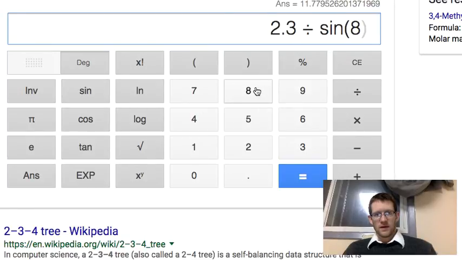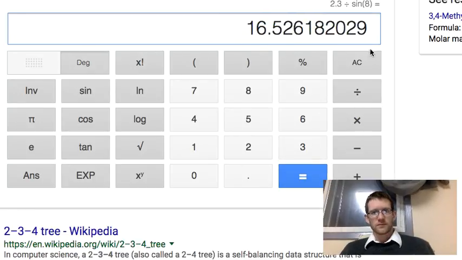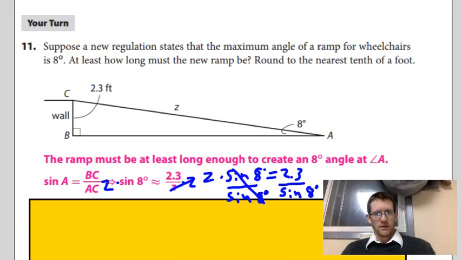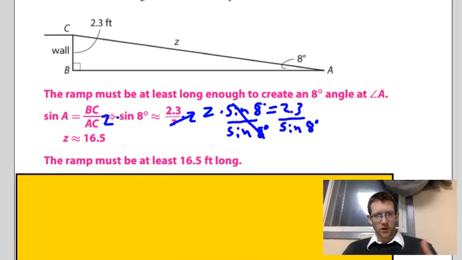If you have a scientific calculator, you can set it up this way. If you have an iPhone calculator, you'll have to type in 8 first and then hit sine, and it'll spit out what the sine of 8 is. And then you'll have to do 2.3 divided by equals, and it'll remember that value and give you a good value for it. If not, you can always break it down and write down what sine of 8 is, and then divide that as a separate function. But I get 16.5, which maybe you got? Hopefully you did. Okay, cool. 16.5 feet long. We're good there.